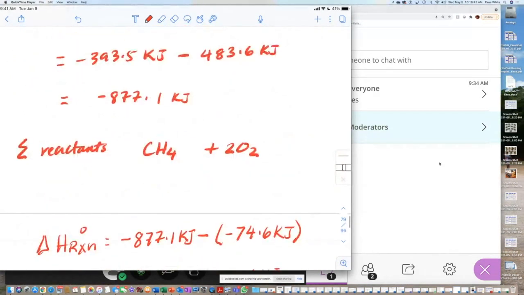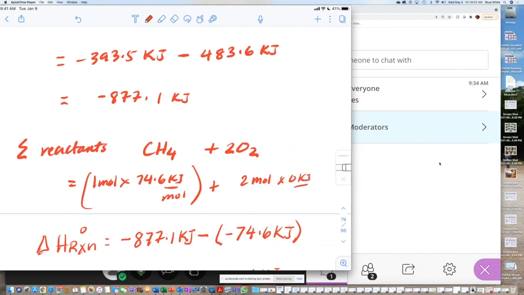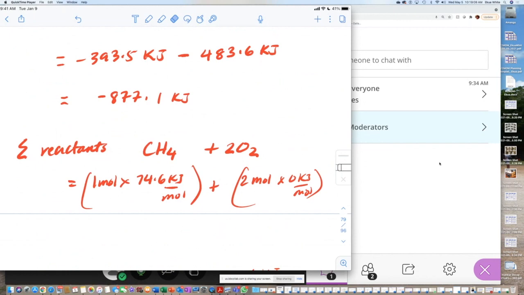So CH4 here is 1 mole times negative 74.6 kilojoules per mole. And we know that oxygen, we essentially have 2 moles times 0 kilojoules per mole. So this whole thing will be 0, correct? I forgot to put my negative here. This is supposed to be negative. So we end up with negative 74.6 kilojoules per mole.